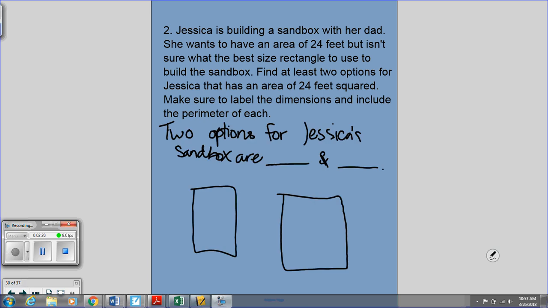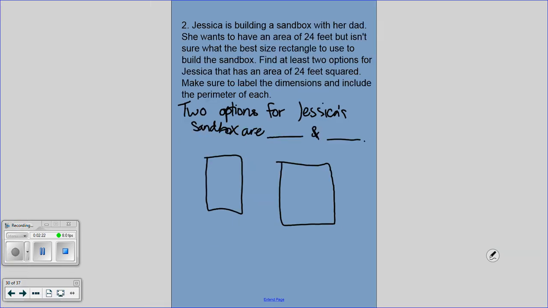Alright, so we've gotten our answer sentence. We've gotten some kind of model. We know she's making a box, so it makes sense to draw a box. What do we know? There is one key piece of information that we do know. That it tells us straight up in our problem. What good information is that? Cheyenne?